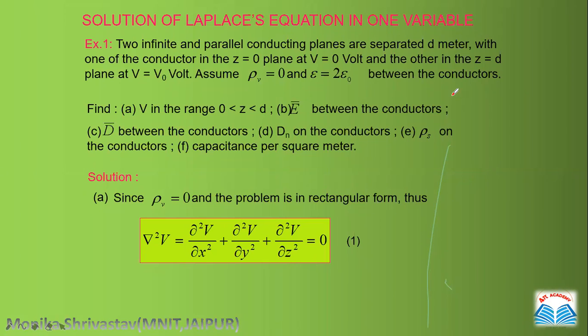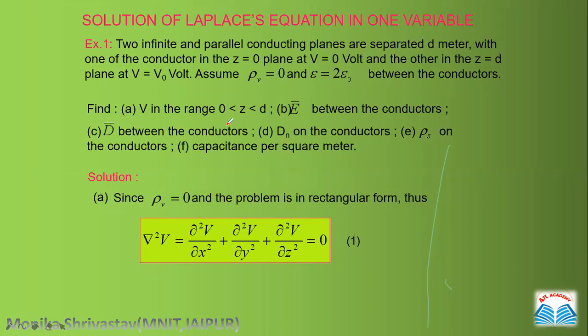Assume rho v equal to 0 and epsilon equals 2 epsilon naught between the conductors. So this problem is similar to the first one. We have seen the example, so the diagram will be the same, just one difference. The difference is that epsilon is now equal to 2 epsilon naught between these conductors.